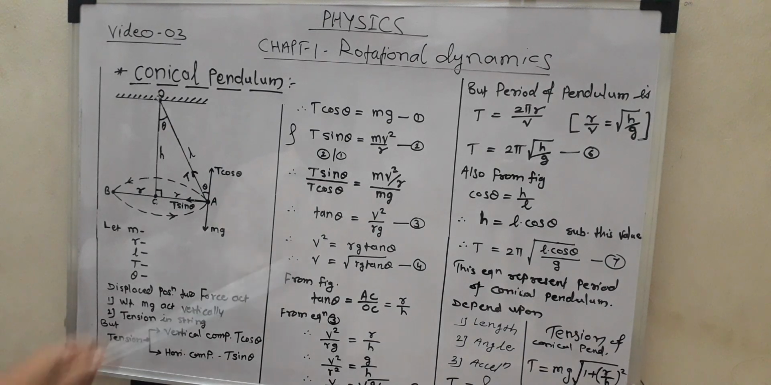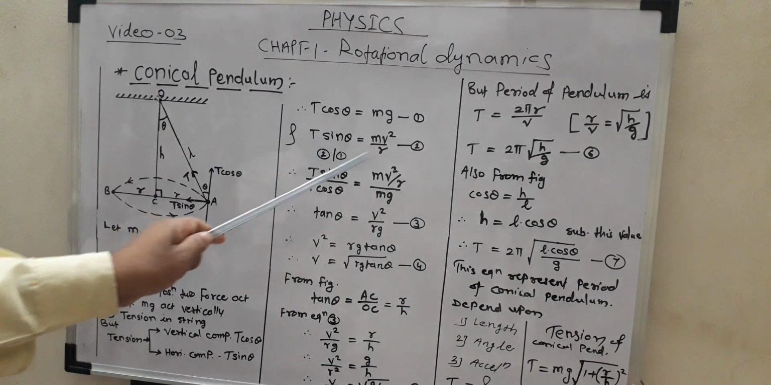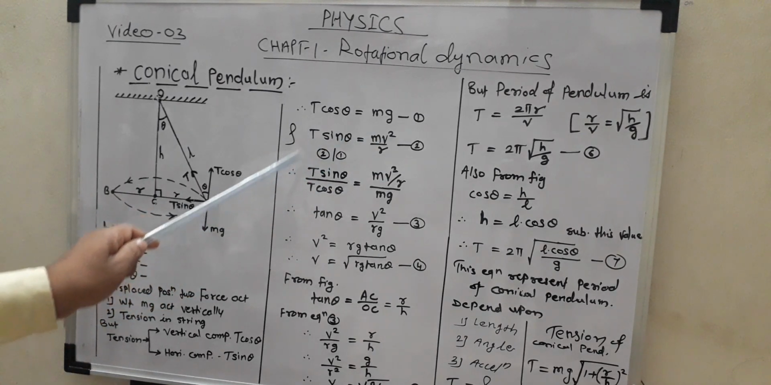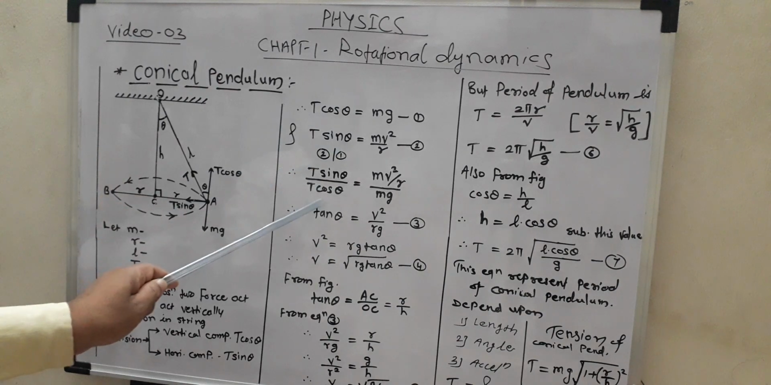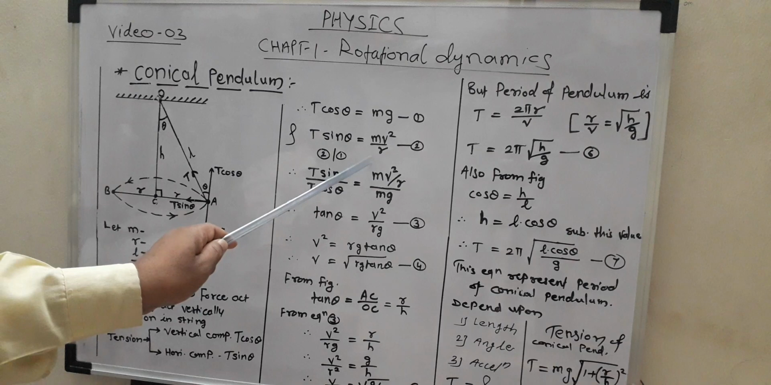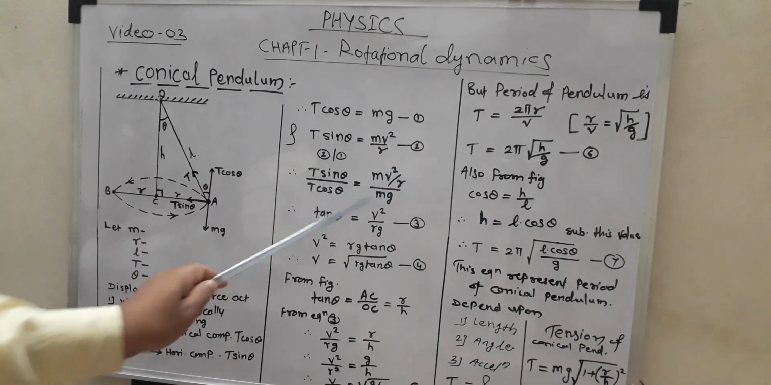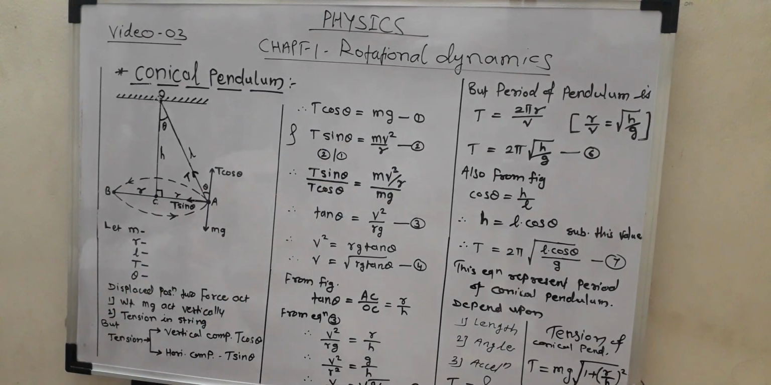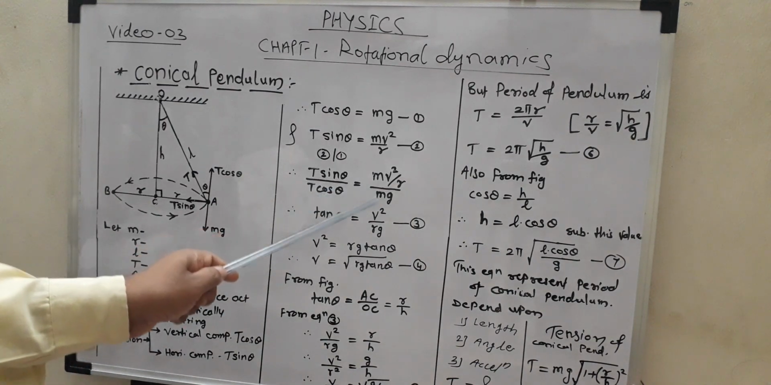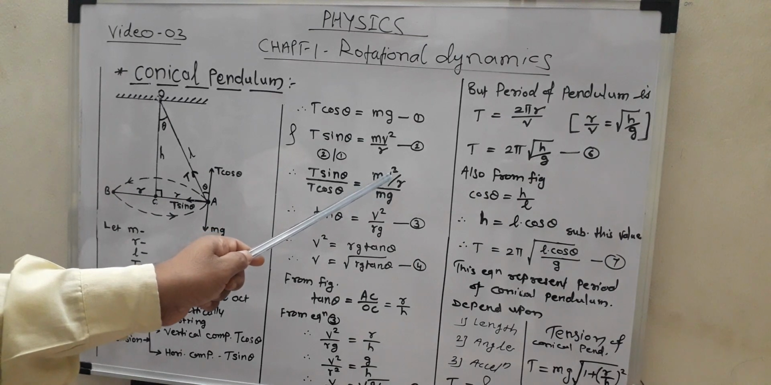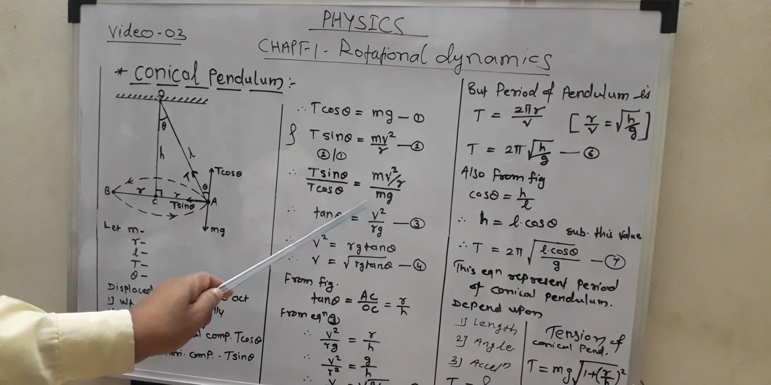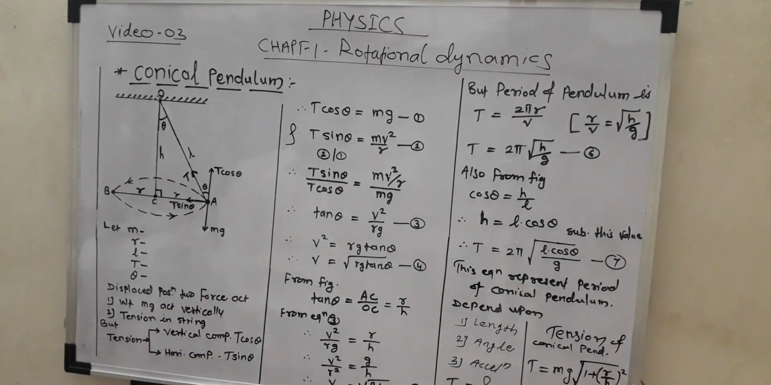Then we take the ratio of equation 2 and 1. T sin theta upon T cos theta is equal to mv square upon r upon mg. Then T gets cancelled, sin upon cos is tan theta, m also gets cancelled, and the remaining terms are v square upon rg. Therefore, tan theta is equal to v square upon rg. This is equation number 3.